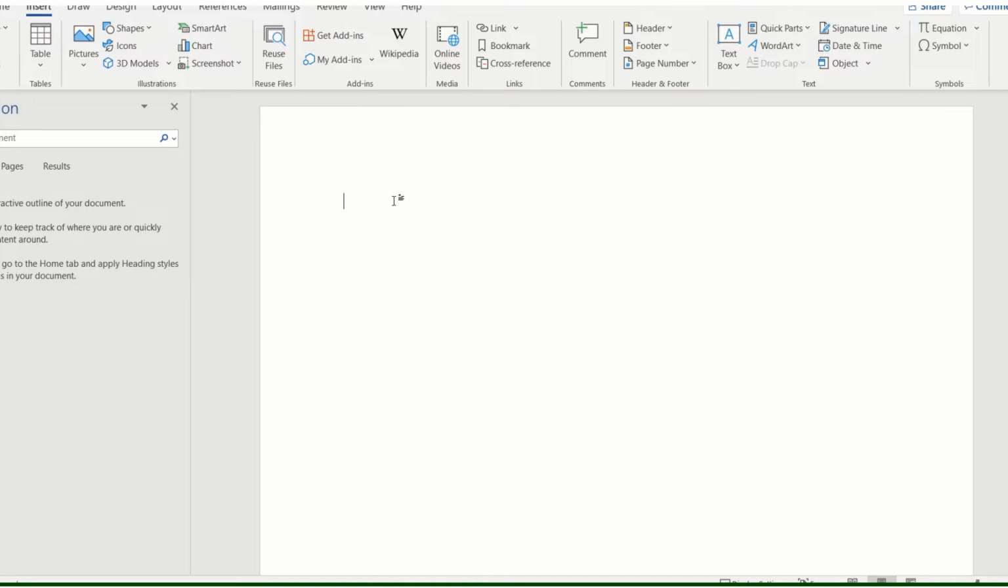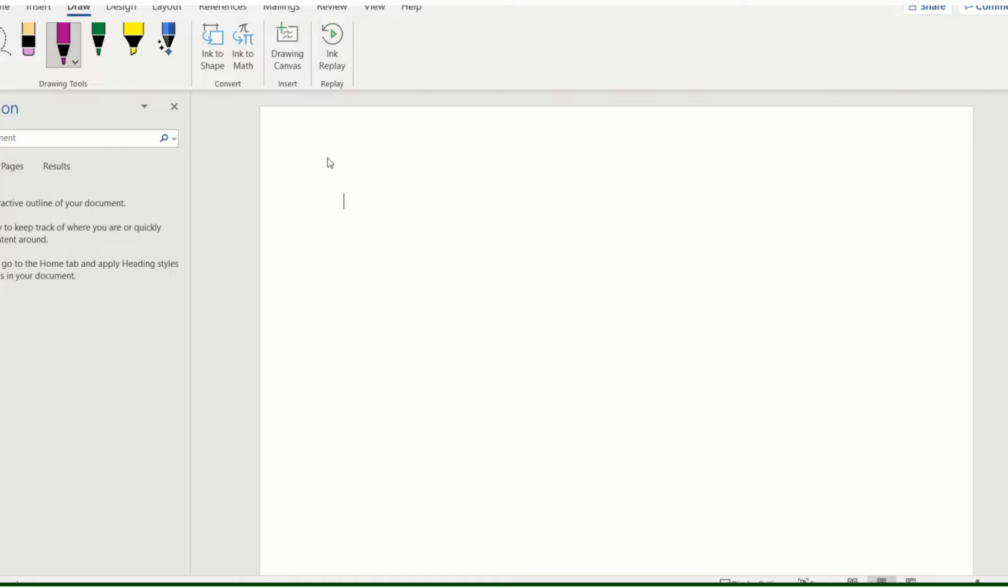Okay, so let's look at the problem. I'm trying to turn on the draw feature here. Okay, so we have 3 times the square root of x minus 4 plus 2, and I apologize for my bad handwriting when trying to write with the mouse.